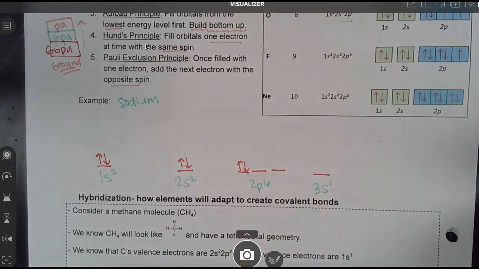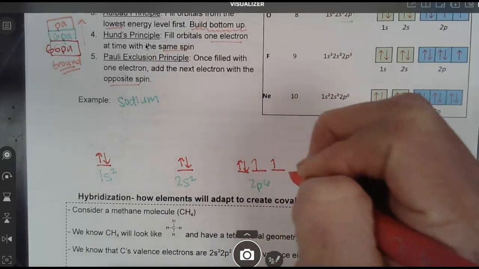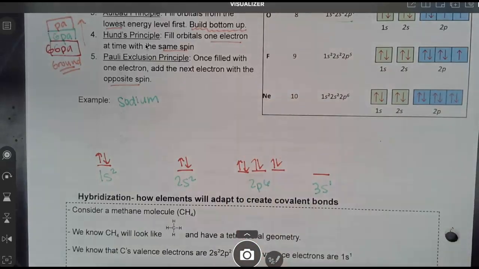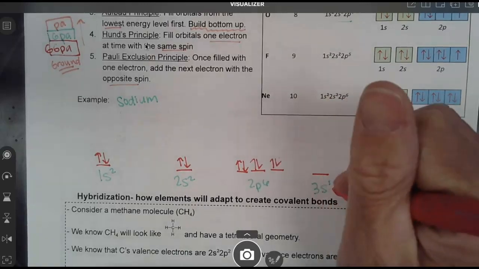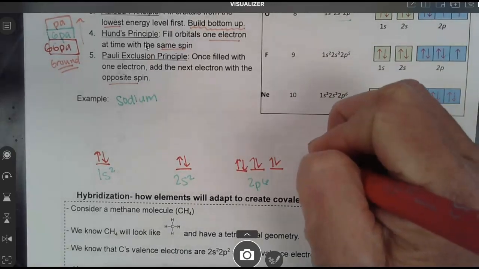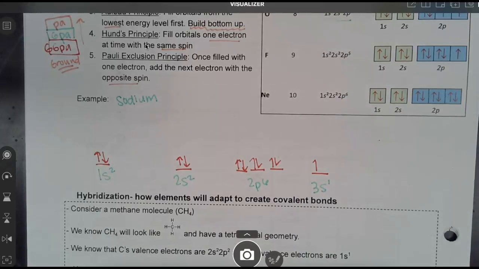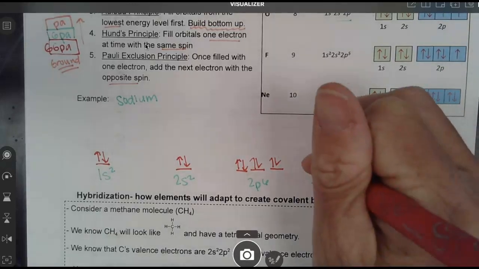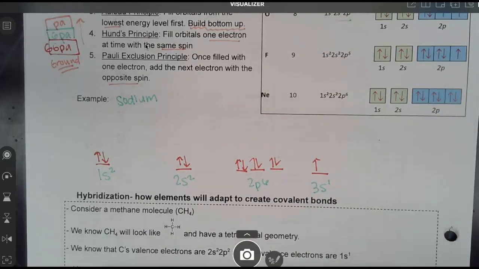Okay, if you want to be like a fancy chemist, you can just do half arrows, and then it's significantly faster. That just makes your life easier. And then for 3s, I only need 1 electron, and I'm going to start with it facing up. Draw the whole thing if you want. Okay, so that is how we draw these.